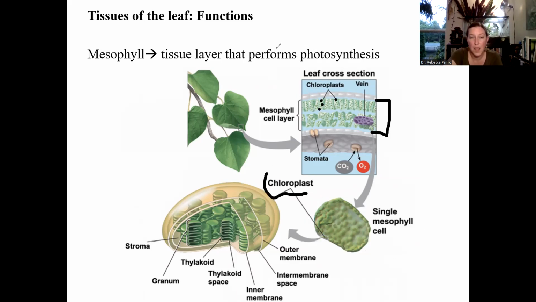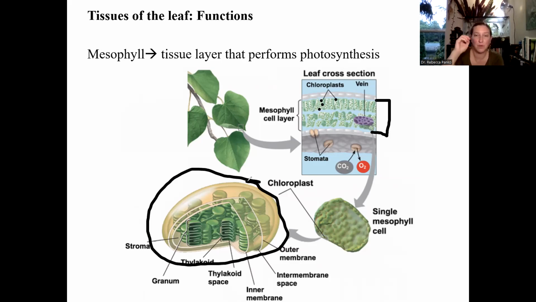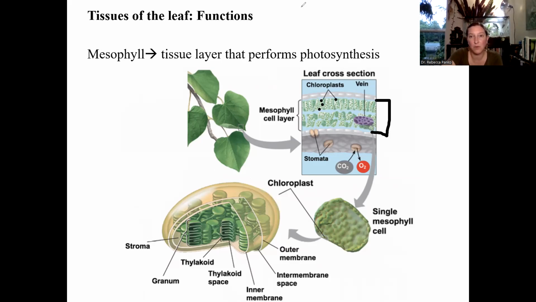Chloroplast. Here's a giant chloroplast, one of those blobs blown up, right? So we can see inside. And inside of that chloroplast are these different things. We will discuss these different things in more detail during the physiology lecture. But today, just know that the mesophyll layer is where photosynthesis occurs.